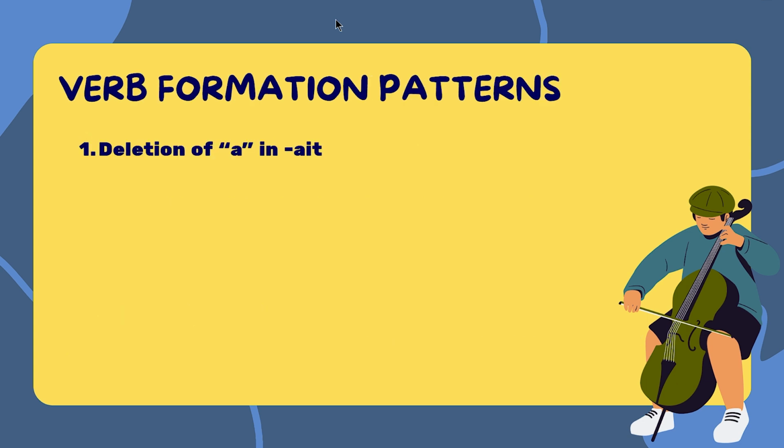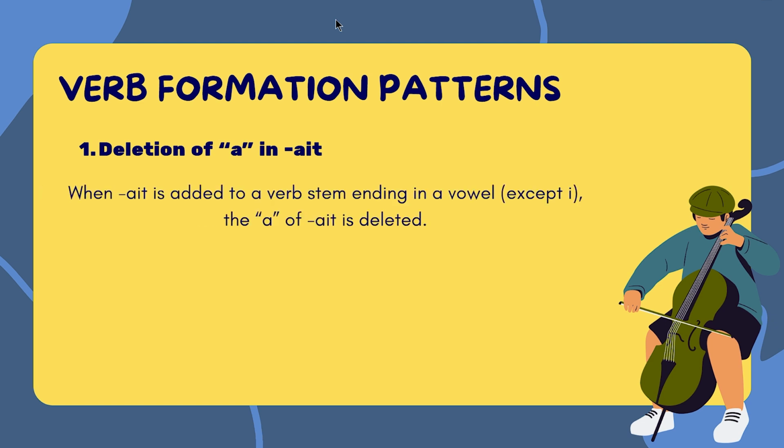So what are the verb formation patterns? First of all, let's look at this case where a sound a is deleted. So when a is added to a verb stem ending in a vowel except e, the a of 8 is deleted. So how will it work? Let's look at a few examples.